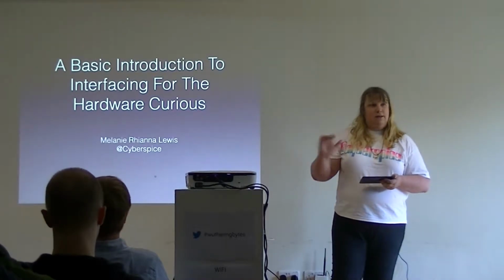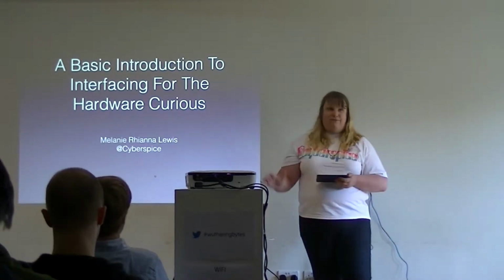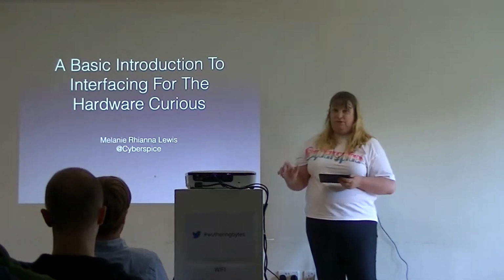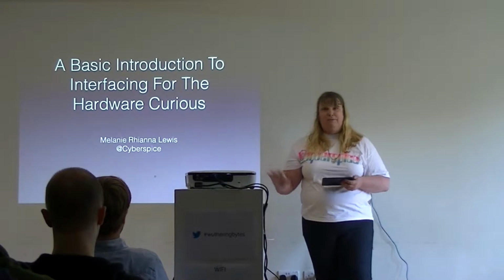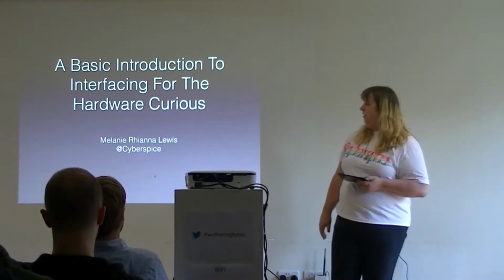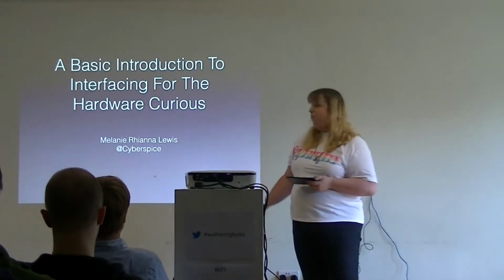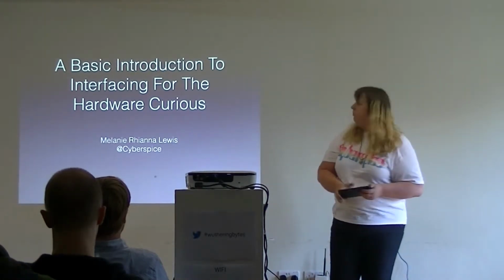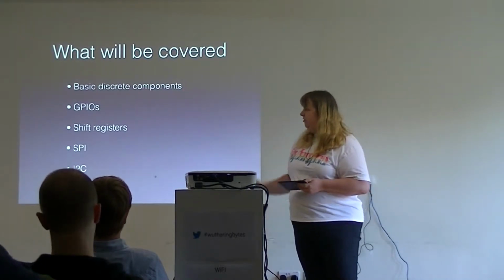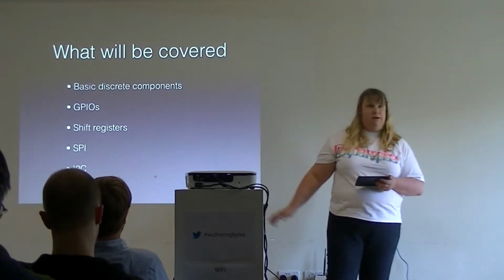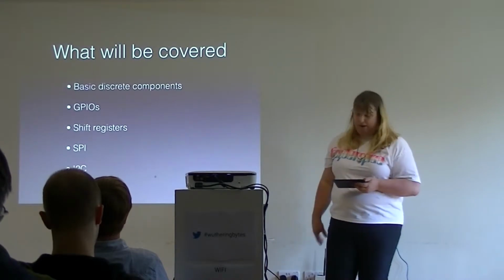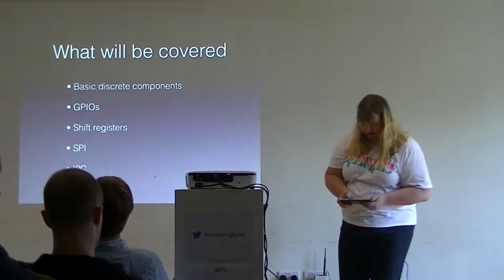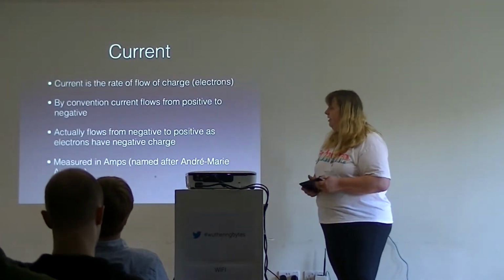And this is basically going to be from the very, very basic. So if any of you are thinking about how to make a next space rocket or something like that, then it's probably a bit too low level for you. But this is for people who know virtually nothing up to some basic interfacing. So we'll start off with basic discrete components, GPIOs, shift registers, SPI, I2C. If you don't know what any of the latter mean now, you will do later. So let's go to the basic symbols.